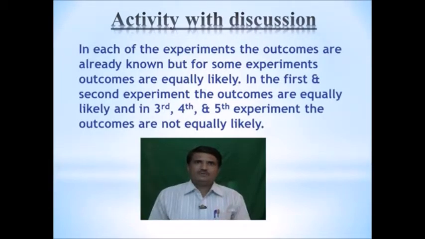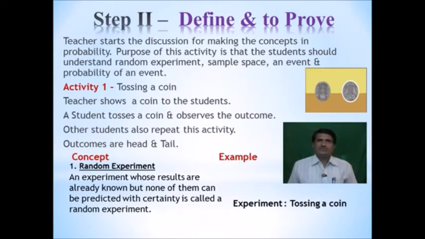So, in each of the experiments, the outcomes are already known, but for some experiments, outcomes are equally likely, and in some experiments, outcomes are not equally likely. In the first and second experiment, the outcomes are equally likely. And in the third, fourth and fifth experiment, the outcomes are not equally likely. Now, we are going to see step number 2. The step number 2 is define and prove.